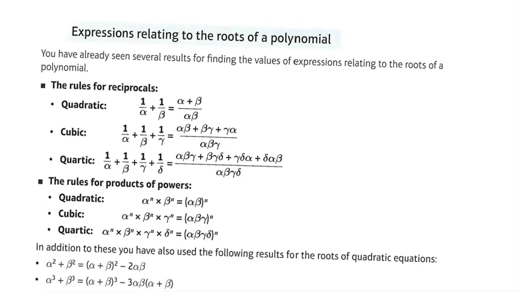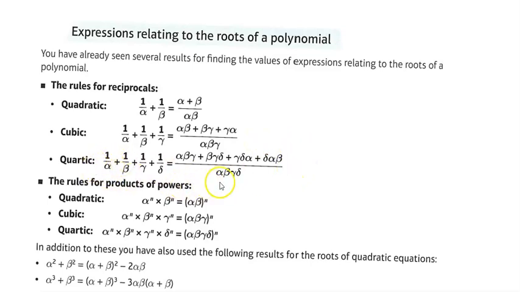Okay, this is going to be a very quick video on expressions relating to the roots of a polynomial. If you've already seen several results finding the values of expressions relating to the roots of a polynomial, there's a couple of things about reciprocals which are quite useful for quadratics. 1 over alpha plus 1 over beta is just equal to, with a common denominator, alpha plus beta over alpha beta. You can see that extends to cubics and quartics as well.